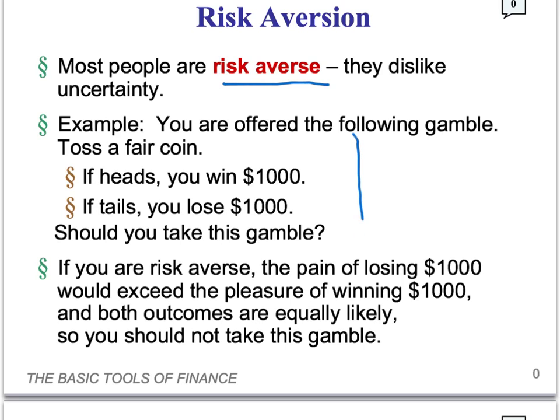In this example, should you take this gamble? No, you shouldn't, because it's a 50-50 gamble. Yet every year, some people will gamble on the outcome of the coin flip at the Super Bowl. So that is what risk-averse people are. They don't like the uncertainty. They don't like the risk. Believe it or not, most people are risk-averse.